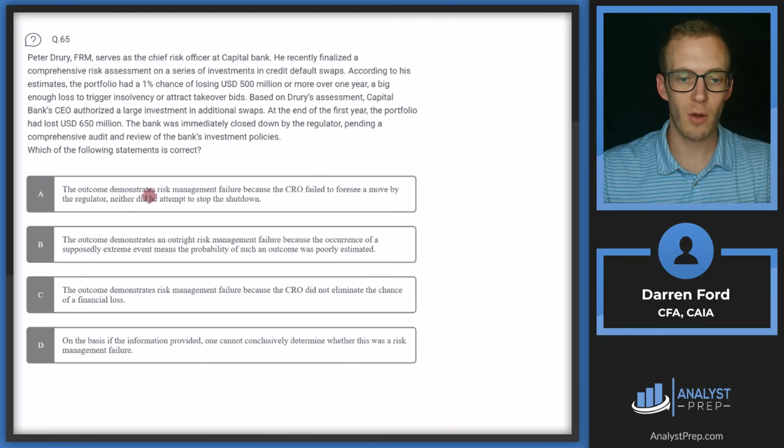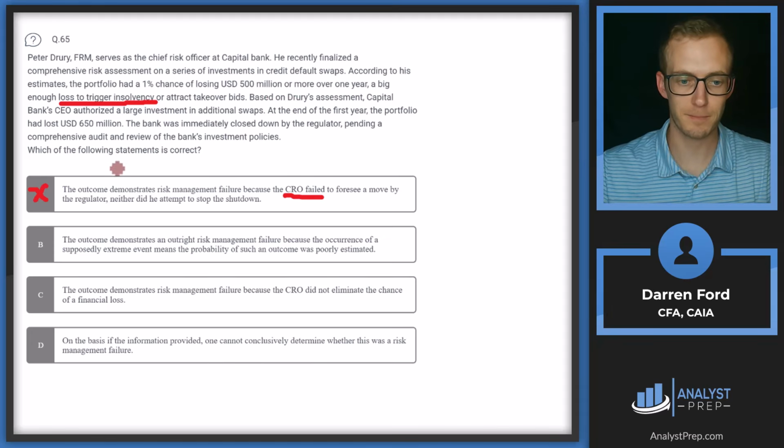So we've got A, the outcome demonstrates risk management failures because the CRO failed to foresee a move by the regulator. Neither did he attempt to stop the shutdown. I think we can rule that out. Not foreseeing the regulator stepping in isn't necessarily the CRO's failure. I mean, they knew that it would be big enough to trigger insolvency, which I think kind of implies that there may be some need for a regulator to step in at that point.